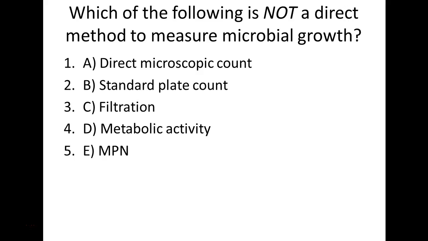Which of the following is not a direct method to measure microbial growth? Hopefully you realize the answer is 4D, metabolic activity, which is effectively how fast microbes eat. The more microbes you have, the more you would expect them to eat, suggesting that you could measure the rate at which they eat, or consume oxygen, or evolve some waste product, and that would correlate to the number of bacteria you have. And it would, but that is not directly counting the microbes as the other methods do.